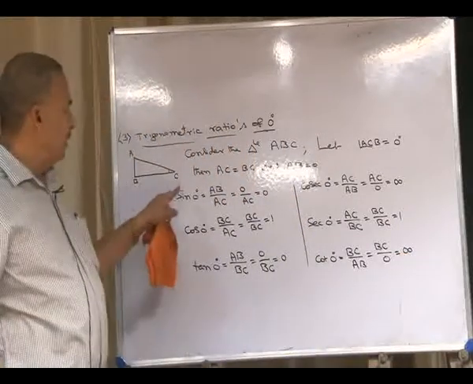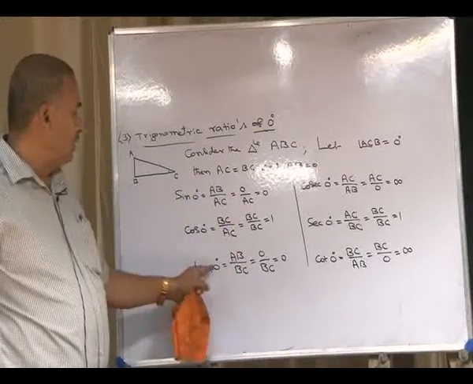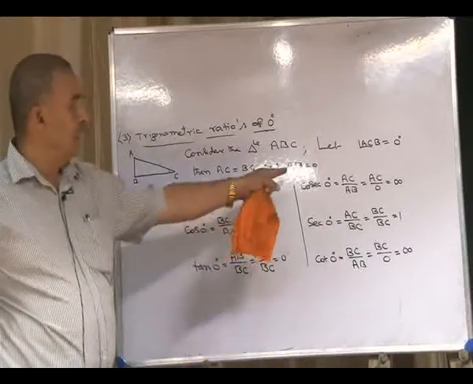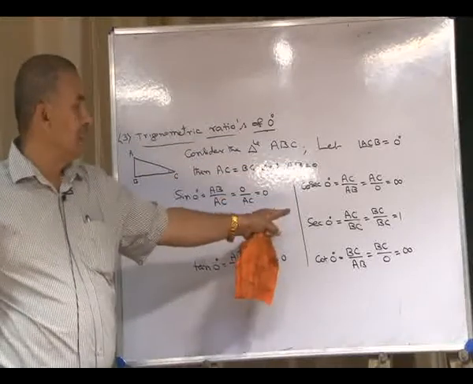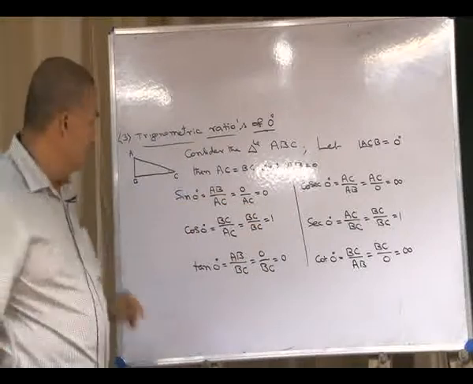That is, sin 0 degree is 0, cos 0 degree is 1, tan 0 is 0, cosecant 0 degree is infinity, secant 0 is 1, cot 0 degree is infinity.